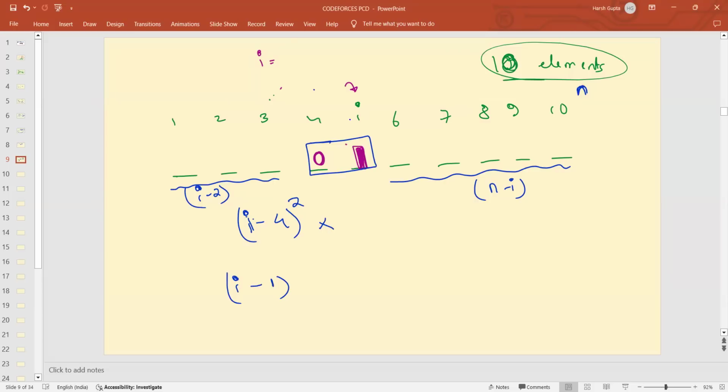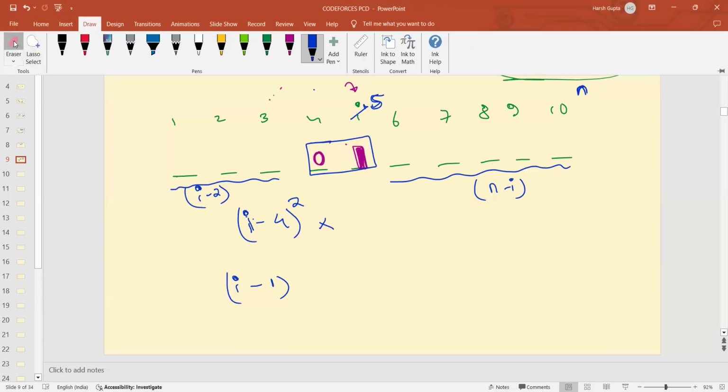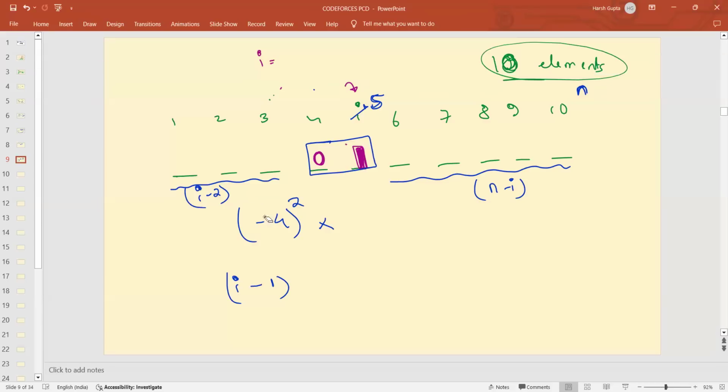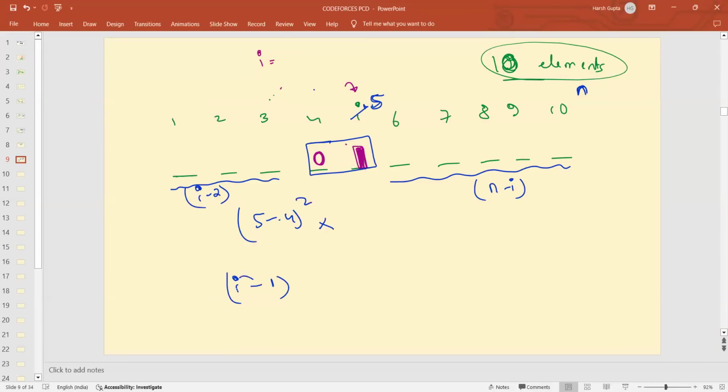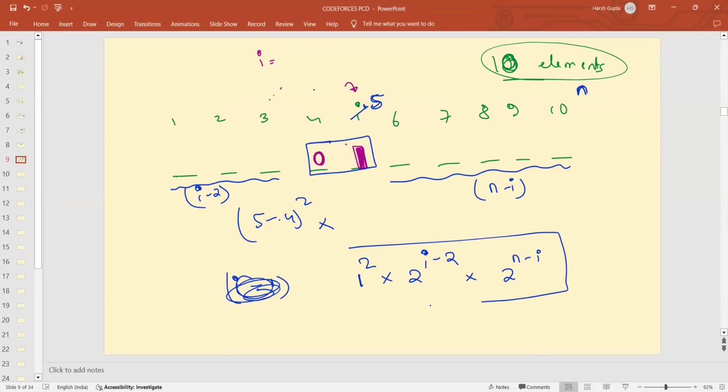So let's suppose I just take this value as 5 for now, just initialize with it so that you all understand better. If I calculate I minus 4, it is nothing but 5 minus 4 square. So the value will be 5 minus 4 square, which is 1 square, multiplied by 2 power I minus 2, multiplied by 2 power n minus I. This will be the total summation value, isn't it?